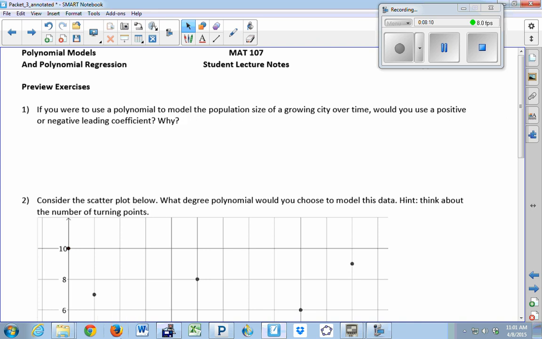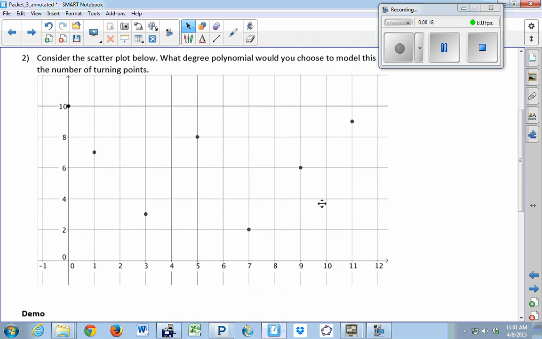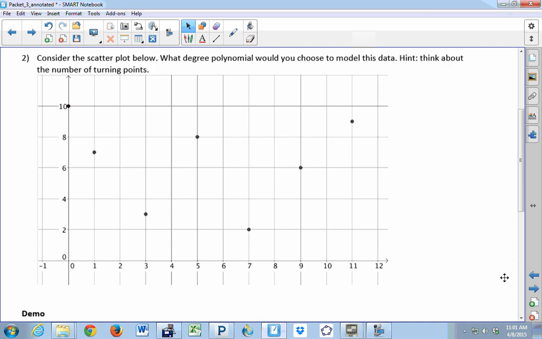What if we have scatter plots that a straight line wouldn't be a good model for? What are our other choices? So that's what we're going to look at today. So here's a scatter plot. If you were going to use some of the information that you've just put together with some of your polynomial functions and looking at their graphs, what degree polynomial might you choose?